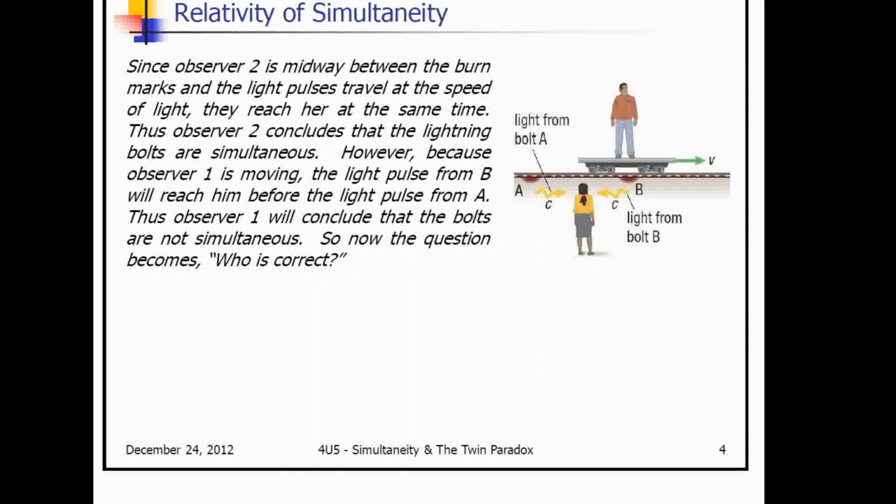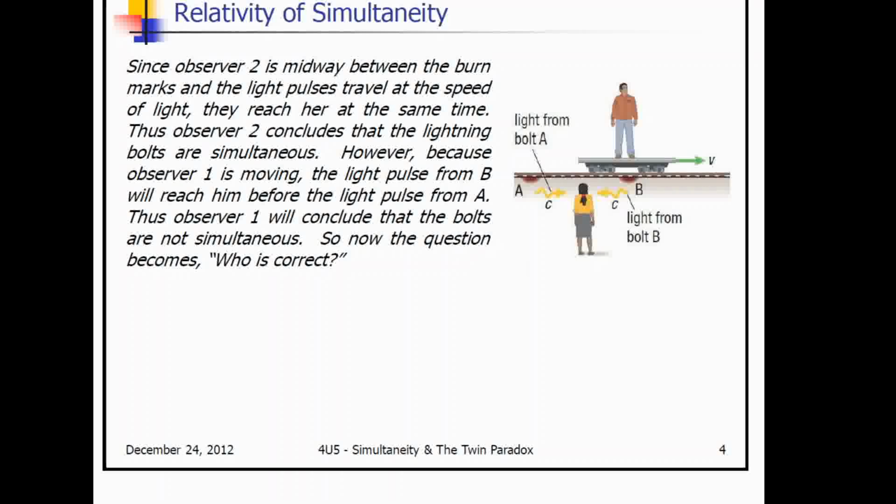I'll read this slide just to talk about observer 2 a bit more. It says, since observer 2 is midway between the marks and the light pulses travel at the speed of light, they reach her at the exact same time. So observer 2 says they are simultaneous. But because observer 1 is moving, the light pulse from B will reach him before the light pulse from A. So observer 1 concludes that the bolts are not simultaneous. So who would be correct in this case?